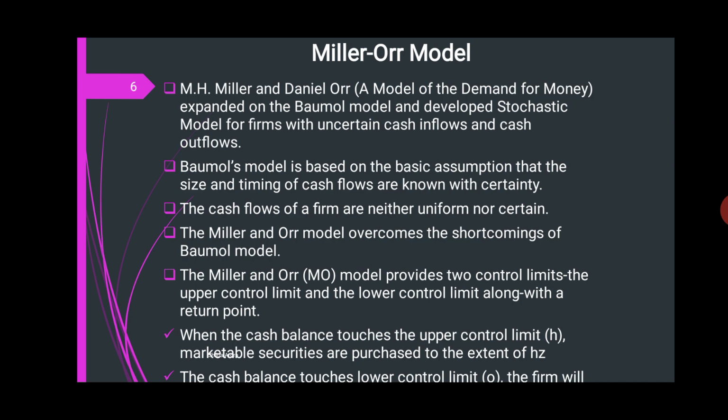Here the cash flows of a firm are neither uniform nor certain, whereas in Baumol's model it was assumed that the rate of interest and the cash inflows and outflows all remain certain and fixed. Now this model provides two control limits. One is the upper control limit and the other is the lower control limit, along with a return point. When the cash balance touches the upper control limit, marketable securities are purchased. When the cash balance touches the lower limit, securities are sold.